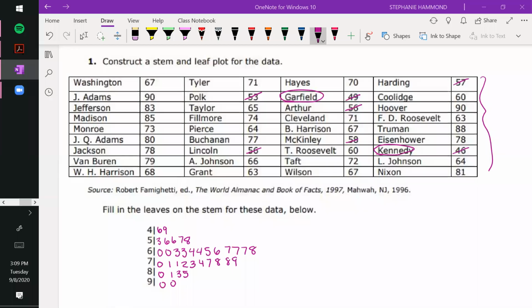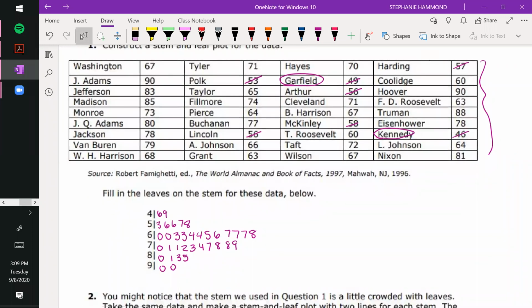So now that my graph is complete, I can see the shape of this data is mainly pretty much symmetrical. I can see that most of my data is within the 60s range, and I can specifically see what the values within that range are.